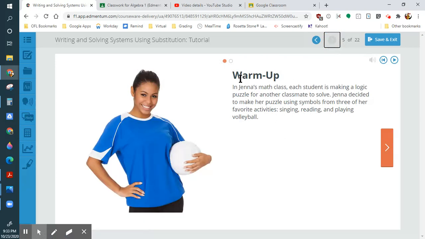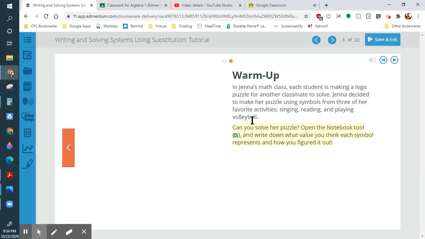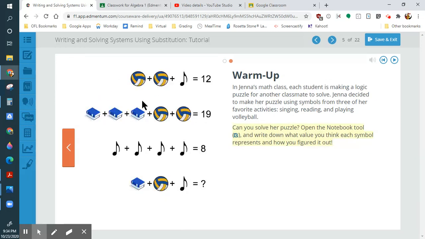So our warm-up exercise. Gina's math class, each student is making a logic puzzle for another student to solve. Gina decided to solve hers with volleyball. So she's using singing volleyball. You guys might have seen questions like this on Facebook. What we're basically doing is this is a logic puzzle, but let's think of it this way. Let's pretend that this volleyball is an X, and the music note, we'll call it Y, and these books are Z. So we have this really weird system of equations that we've seen before.